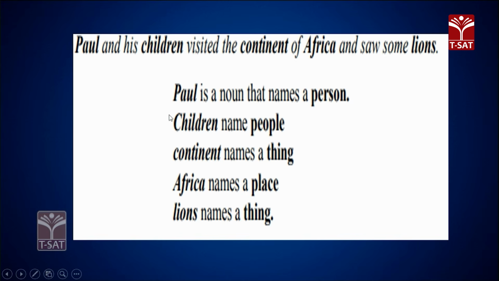You see, the description of the nouns in this sentence: Paul is a noun that names a person, children name people, children of Paul, continent names a thing, Africa names a place, lions names a thing. Earlier we discussed animals also do fall under the category of things. So in that way, lion here is classified under a thing.